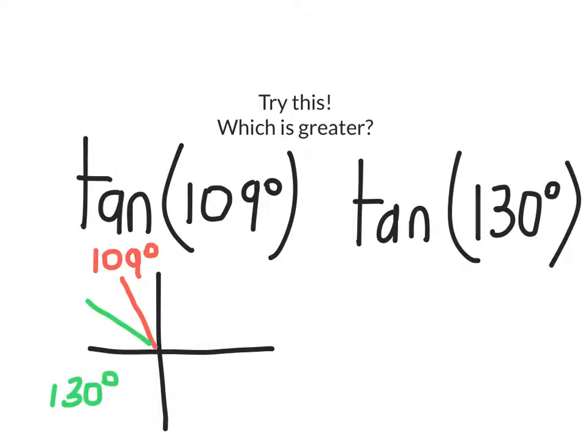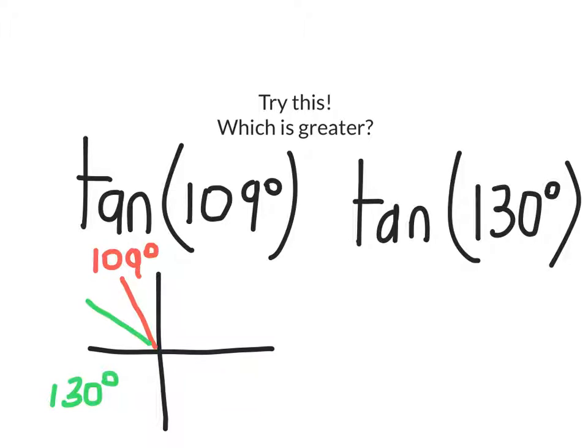Both angles lie in the second quadrant because they're between 90 degrees and 180 degrees. 109 degrees will be closer to 90 degrees, and 130 degrees will be closer to 180 degrees. If we look at the steepness of the two lines, 109 degrees has a steeper slope, and since they're both negative, that means 109 degrees is more negative, and 130 degrees is less negative, closer to 0.